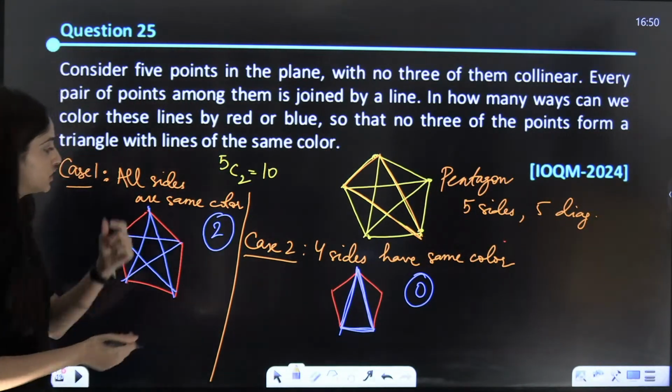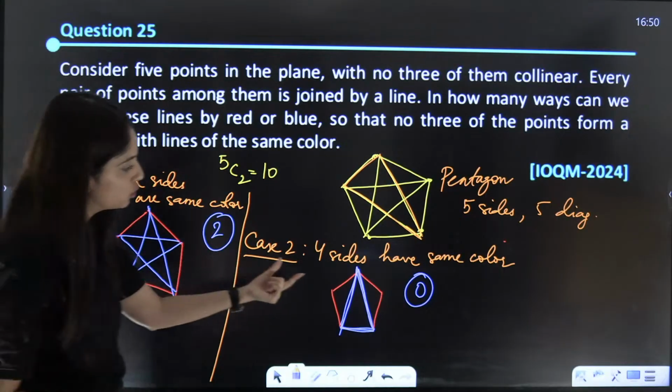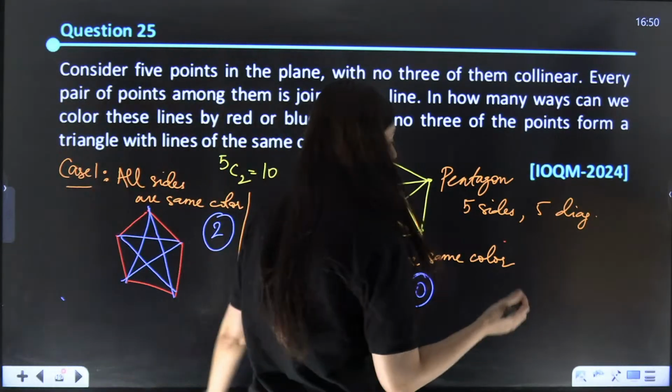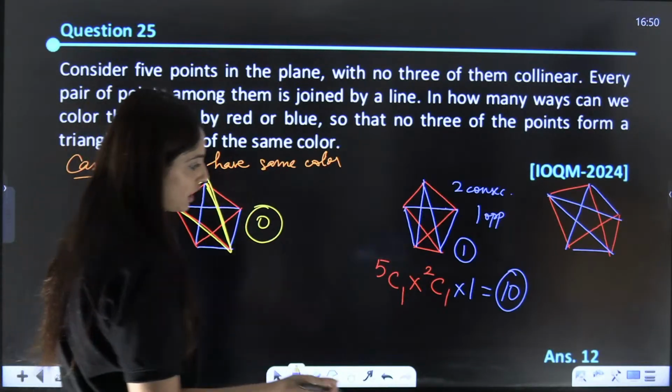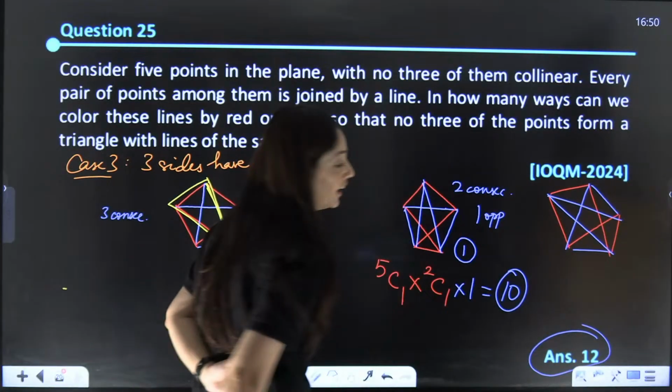Now, that means case 1 had 2, case 2 had 0, case 3 had 10. So the final answer is 2 plus 10. Answer is 12. All right.